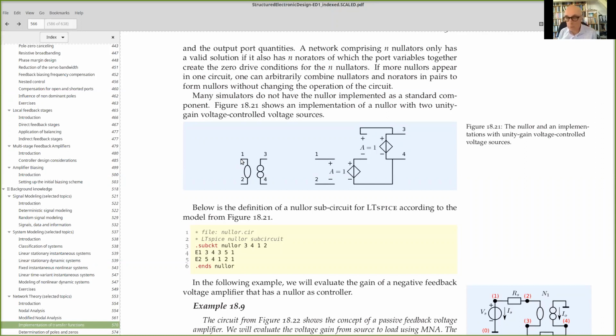So the input impedance of the nullator is not infinite, it's not 0, but I will show you that you can also, with an input impedance of 0, make a nullator. And that's what I will show you here on this paper. If I go to my paper, so here's my paper. And let's design it ourselves.